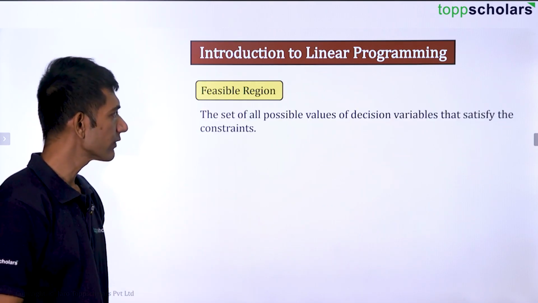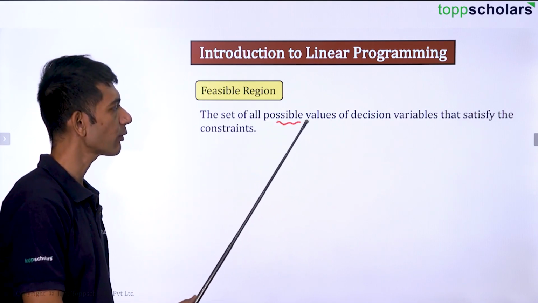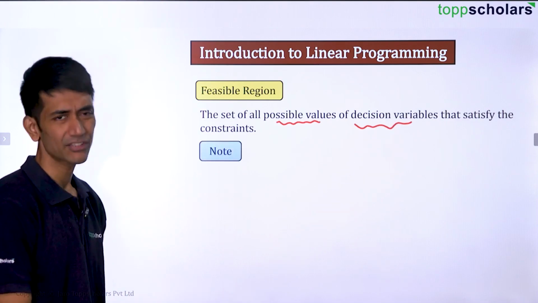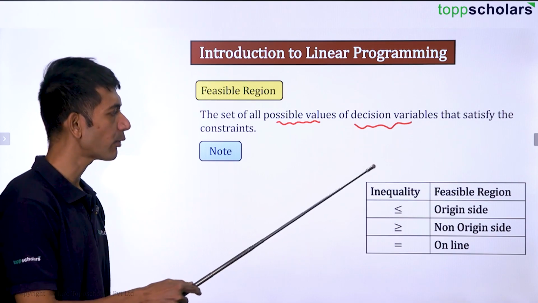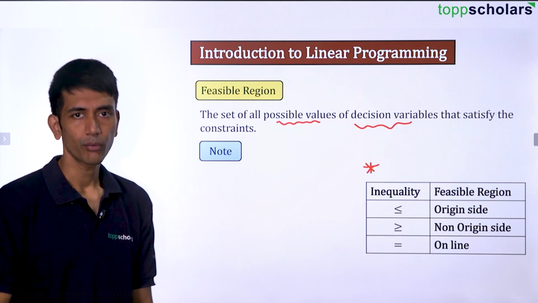Now let us continue with the feasible region: the set of all possible values of decision variables that satisfy the constraints, as we already know. So please make a note of this. This is very important because when you draw the graph, this is going to be very important.